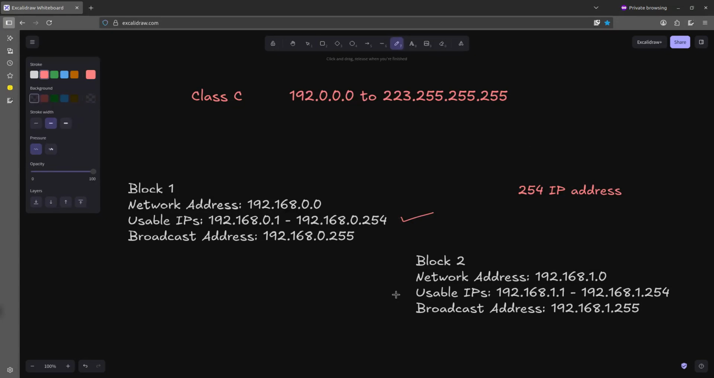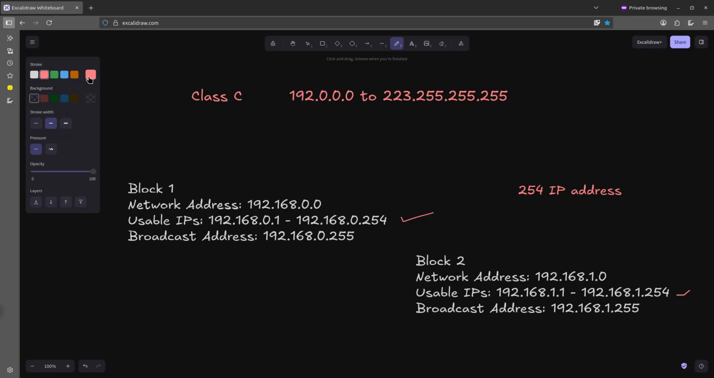Similarly, let's look at block 2. 192.168.1.0 is the network address, 192.168.1.1 to 192.168.1.254 are the usable ones, okay? And the broadcast is 192.168.1.255. Same logic, 254 usable IP addresses over here. The topmost and the bottommost addresses of the block are the network and the broadcast address, okay?